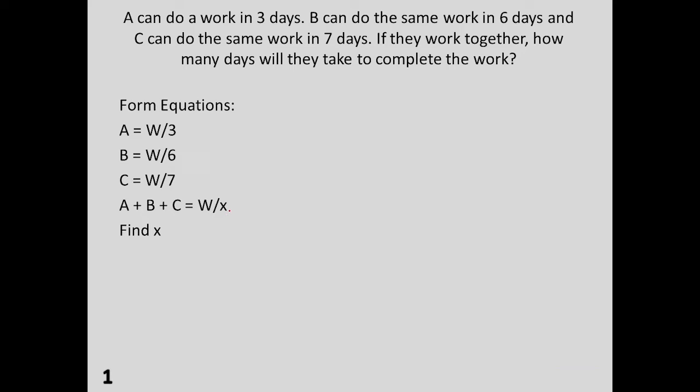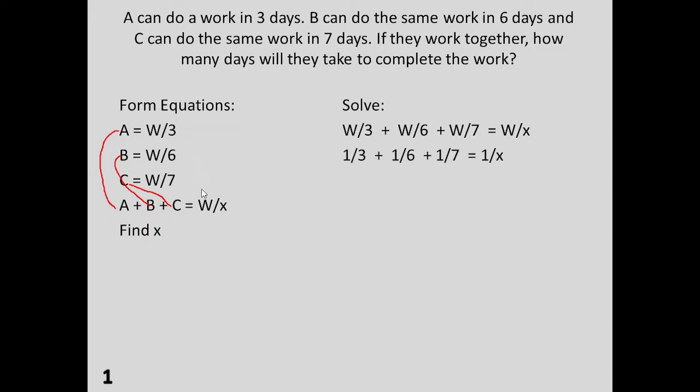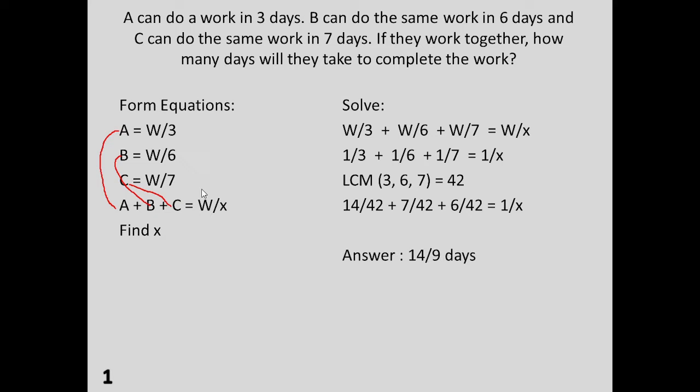Now information about X is present in this equation, but there are other terms involved, A, B and C. A, B and C values are present in above equations. We simply have to substitute those values in this equation. W is common in LHS and RHS, so we take it out. And this will simply become a problem of adding fractions. We have to take LCM, we have to get a common denominator, and then we add numerators and solve for X. Answer is 14 by 9 days.